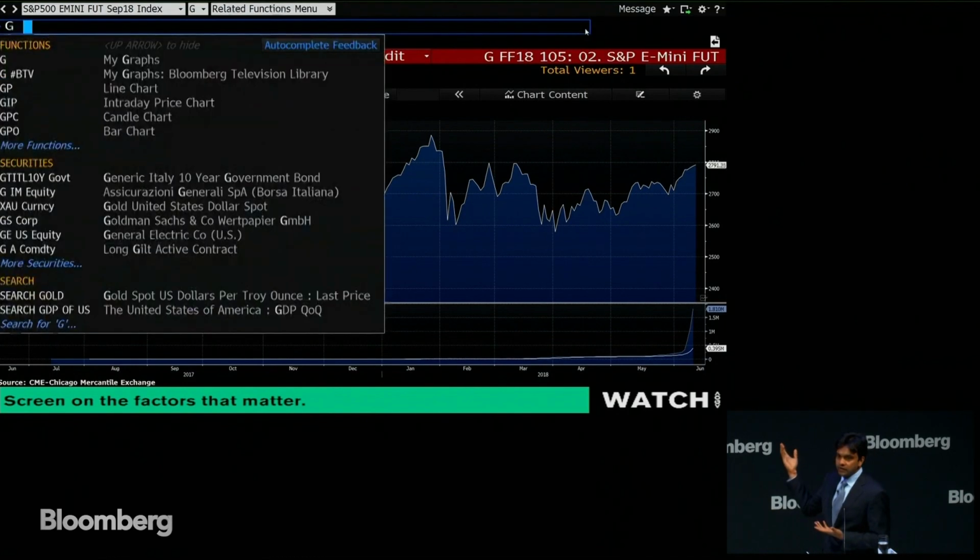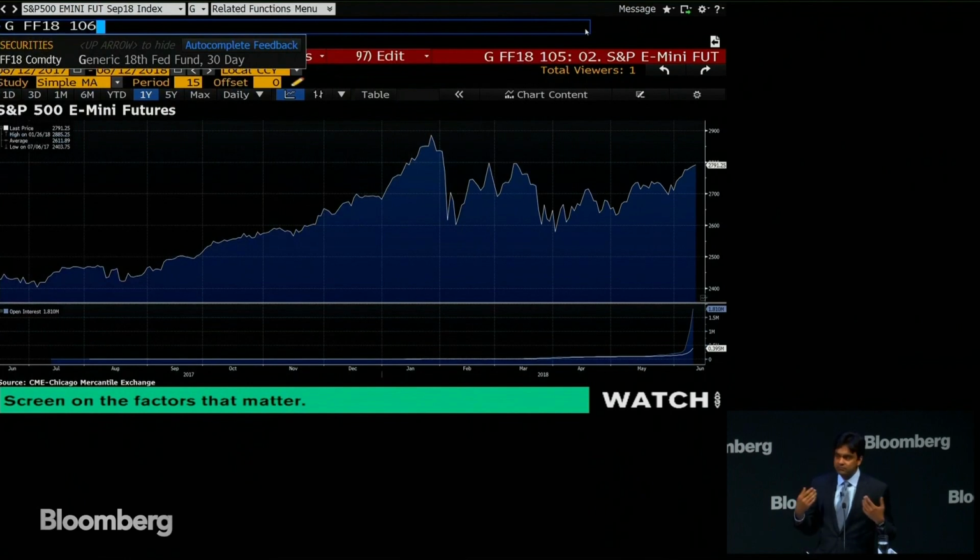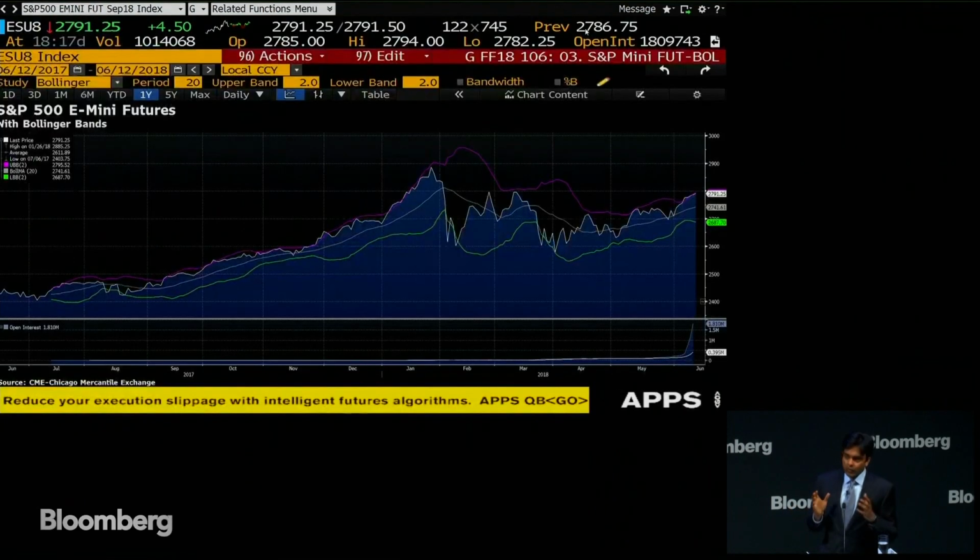Now, there are numerous ways to look at this chart, of course, fundamentally, technically, and statistically. But what I want to show you is how you can overlay several technical studies or indicators on charts within a few clicks in Bloomberg. We currently offer over 300 such studies, but the one I've pulled up here is called the Bollinger Bands, which I'm sure many of you are familiar with.